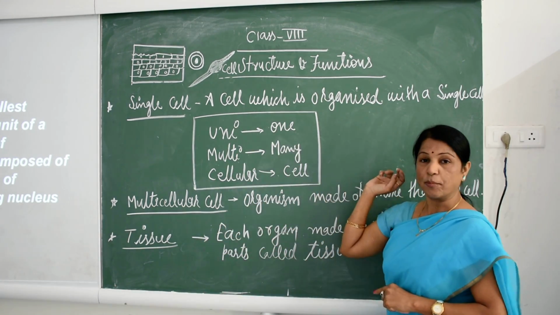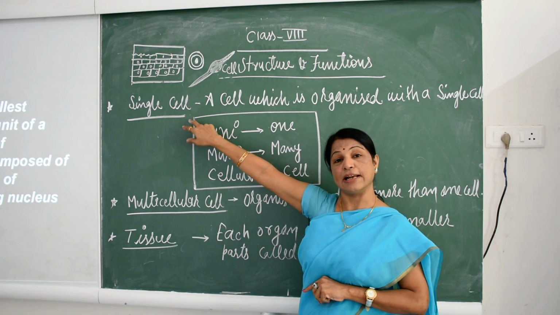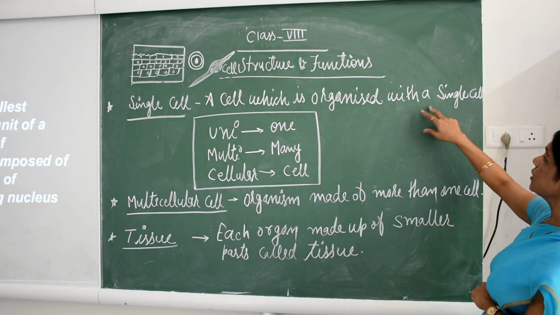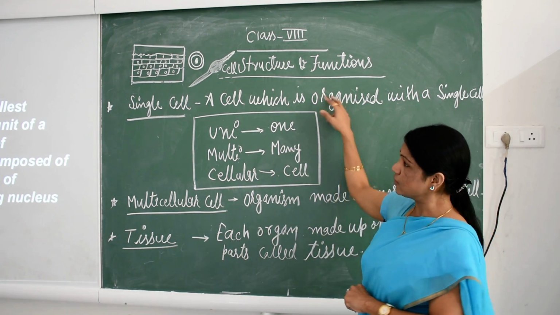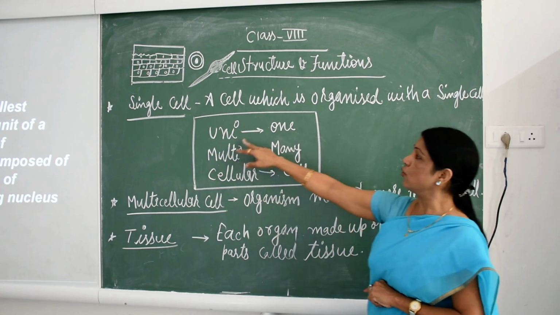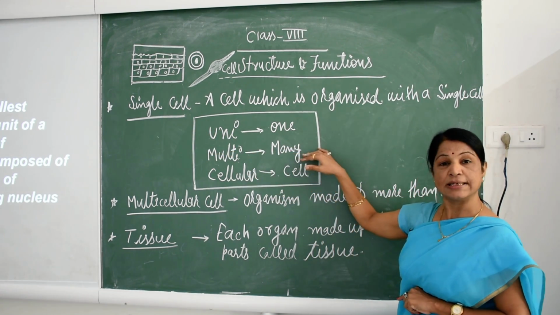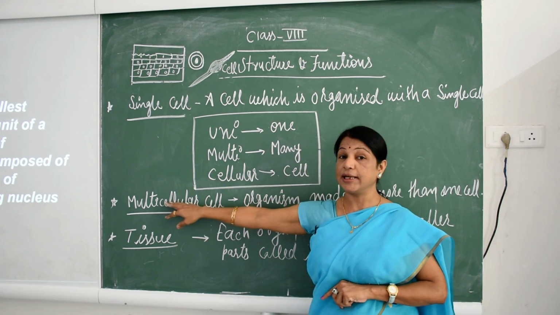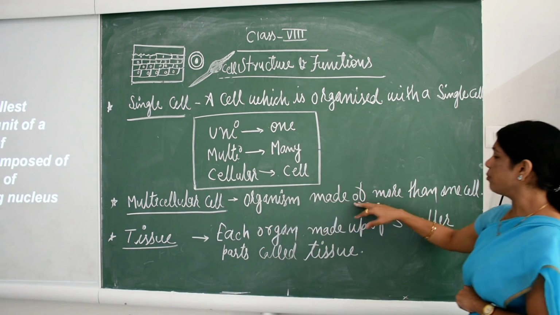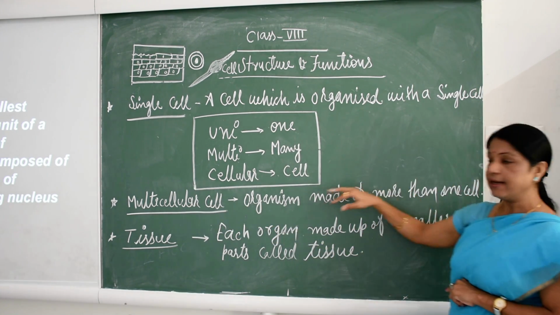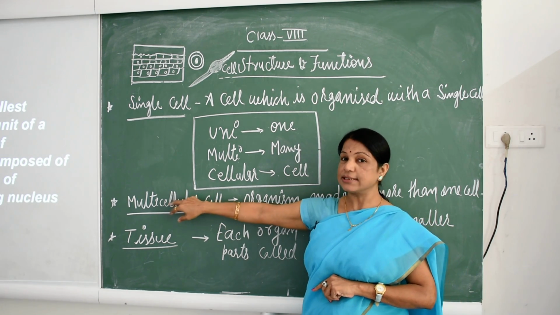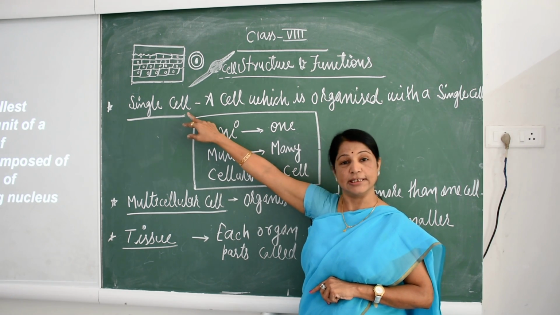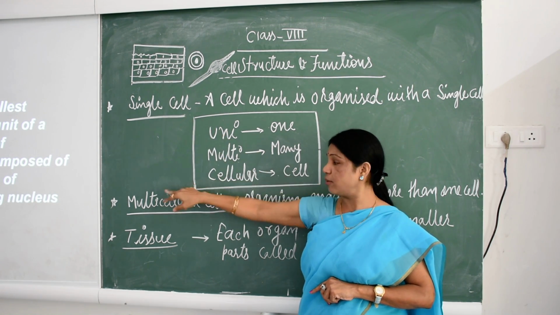What is our topic? First we see the single cell. What do you mean by the single cell? A cell which is organized with a single cell is called the single cell. Uni means one, multi means many, cellular means cell. Here we see the multicellular cell: an organism made of more than one cell is called multicellular. By the name we come to know: multi means many, uni means single.